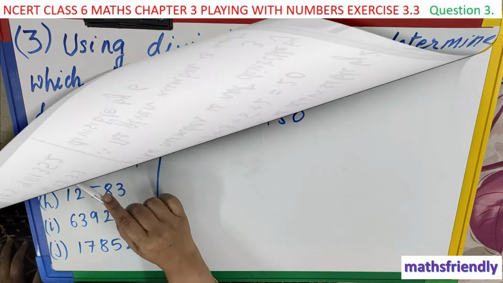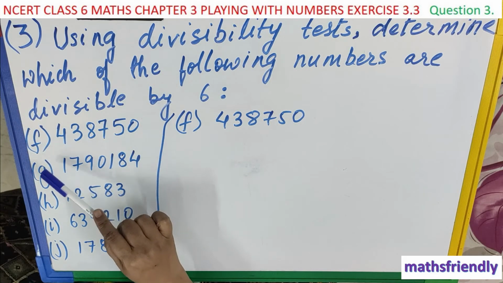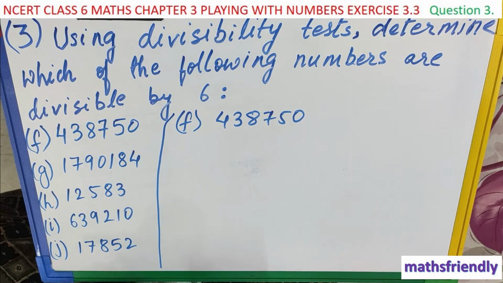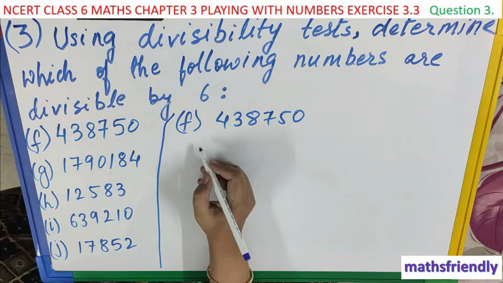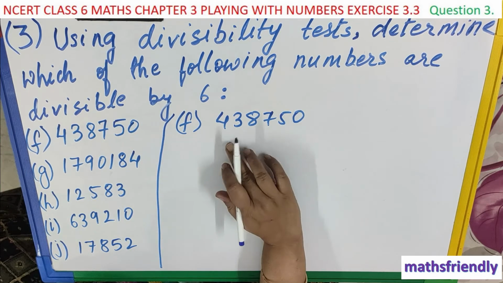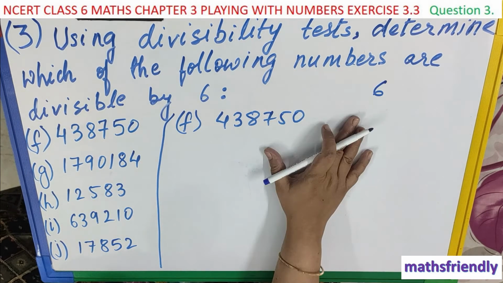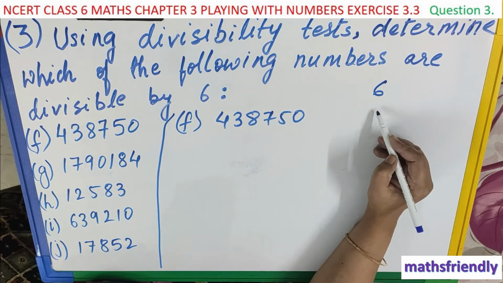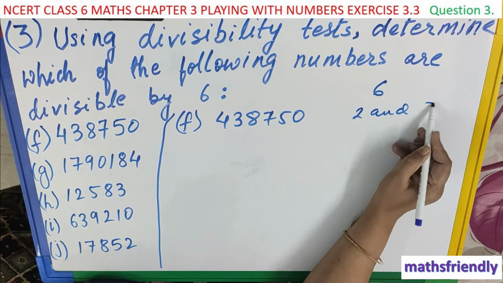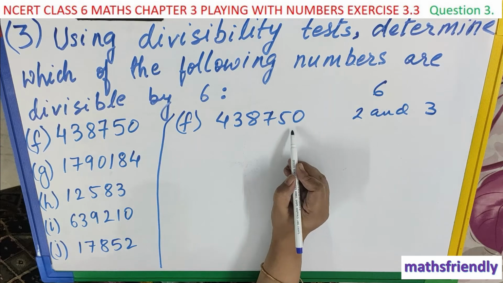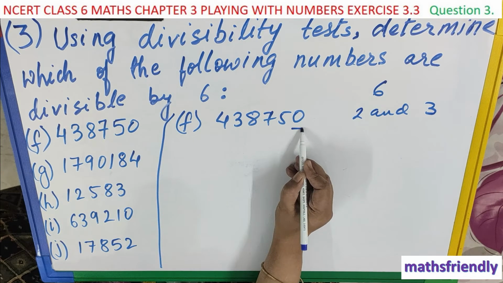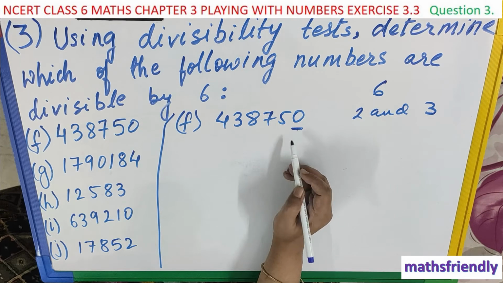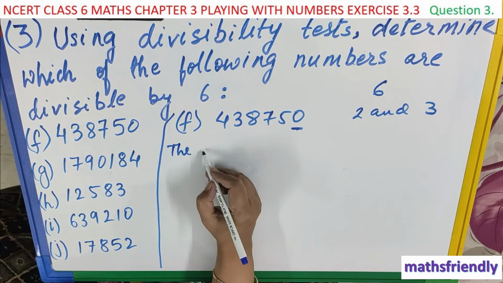Now, we have questions F, G, H, I and J. So, we will solve F first. Its divisibility by 6 we have to check. For that, we have to check its divisibility by 2 and 3. Is this number divisible by 2? Yes, the last digit, the units digit is 0. It means the number is divisible by 2.